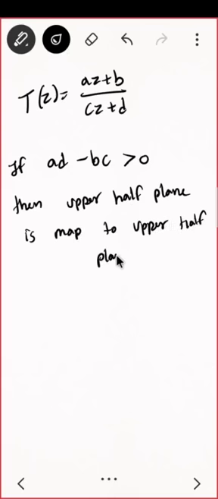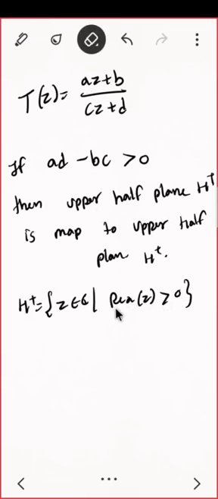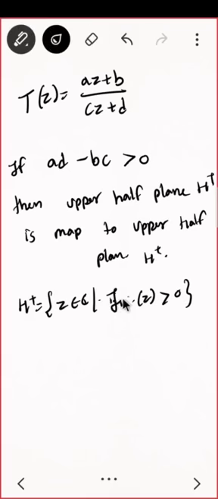What do you mean by upper half plane? इसको H plus से denote करते हैं. What is H plus? It is set of all Z belongs to C such that, upper half plane में क्या होता है? Yes, real part of Z is always positive. Oh, sorry, imaginary part. Upper half की बात करें हम लोग. It will be ऊपर वाला part. Imaginary part of Z is always positive.